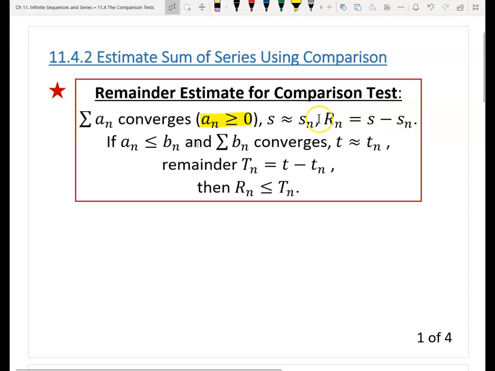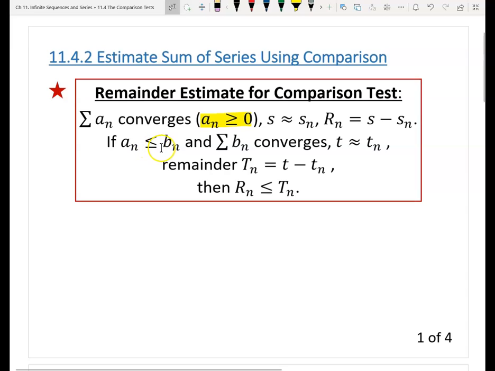However, we have a remainder. So what is the remainder? The remainder is the difference between the sum and the partial sum, which means the error, right? So how to find this error? How to compute this error or the remainder? So we have to use this.